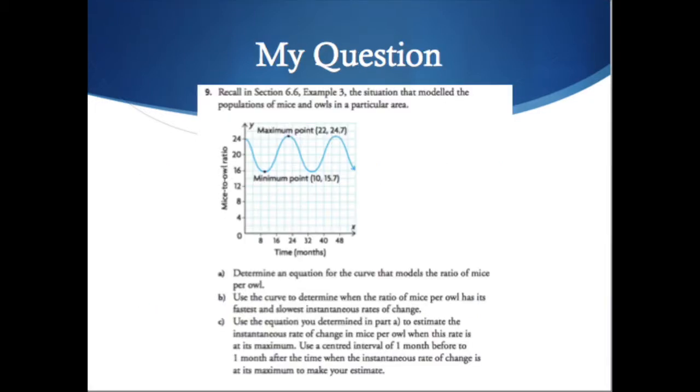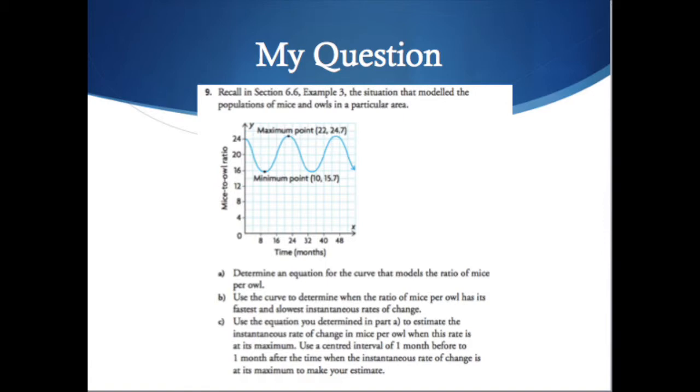Now, I will proceed to read the question, and following that, I will highlight key points of the question. Based off the information in the graph, Part A, determine an equation for the curve that models the ratio of mice per owl. Part B, use the curve to determine when the ratio of mice per owl has its fastest and slowest instantaneous rates of change. Part C, use the equation you determined in Part A to estimate the instantaneous rate of change in mice per owl when this rate is at its maximum. Use a centered interval of 1 month before to 1 month after the time when the instantaneous rate of change is at its maximum to make your estimate.